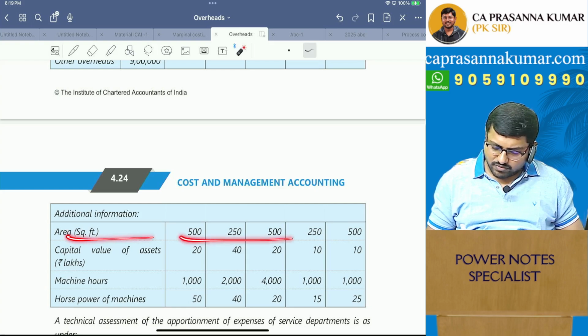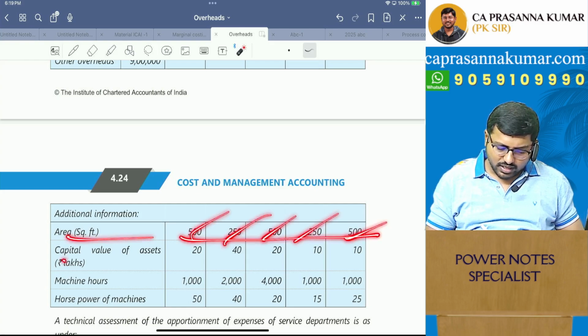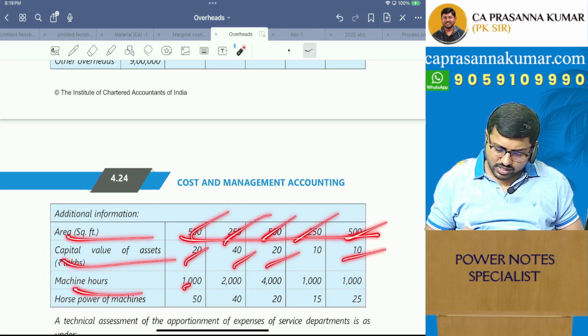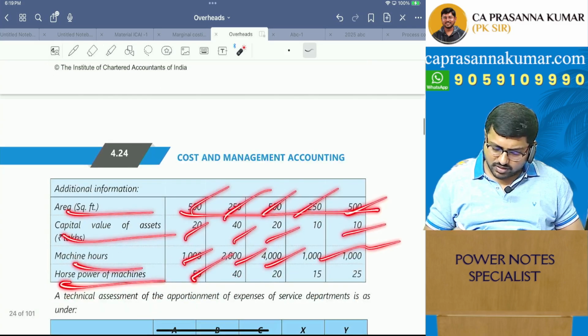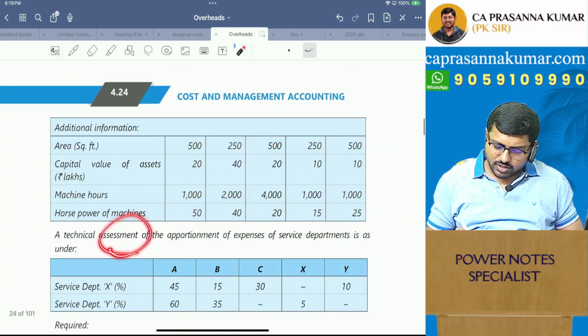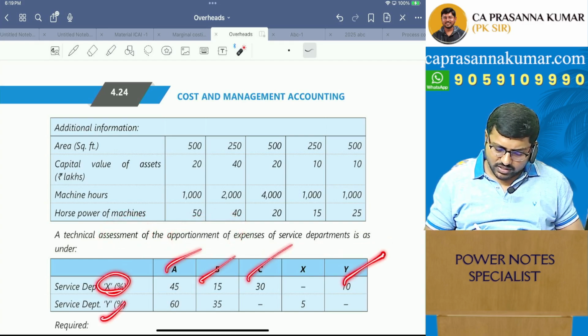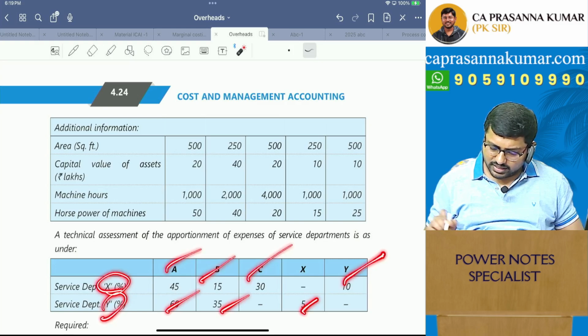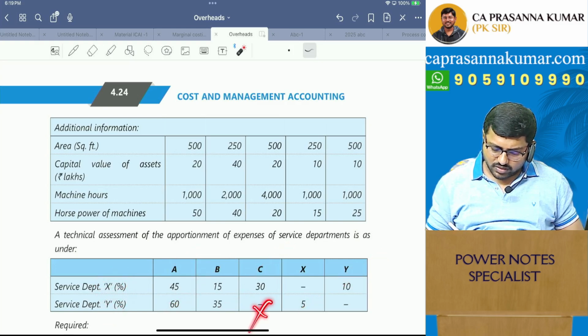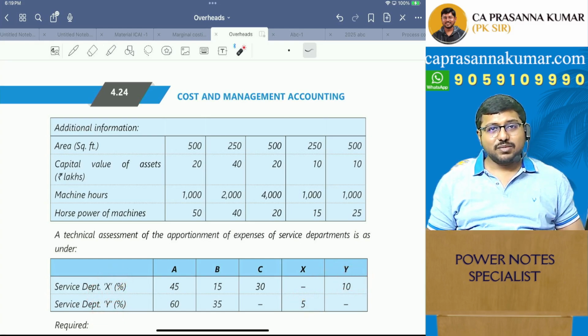Area is given for all the 5 departments. Okay, capital value of assets is given in lakhs. Machine hours is given for all the 5. Horsepower is given for all the 5. A technical assessment of apportionment of expenses of service department is as follows. X is giving service to A, B, C and Y. Y is also giving service to A, B, C and X. All right, C it is not giving, but Y is giving service to X, X is giving service to Y, which means it is reciprocal services.